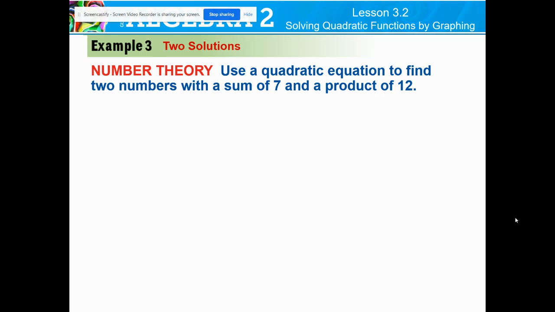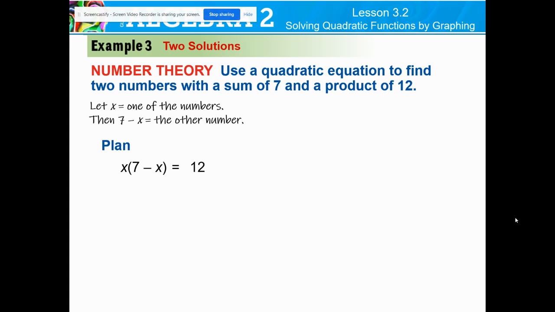Number theory. Use a quadratic equation to find 2 numbers with a sum of 7 and a product of 12. So let x be one of the numbers. And if the sum is 7, then the other one must be 7 minus x. If their product is 12, we multiply them together to get 12. Of course, we need a quadratic equation.